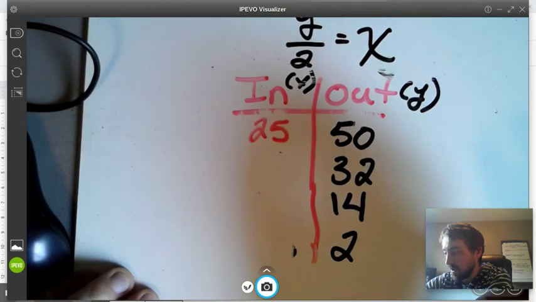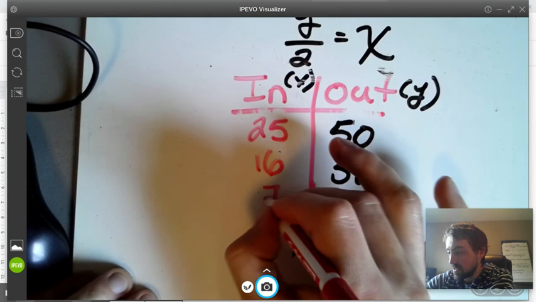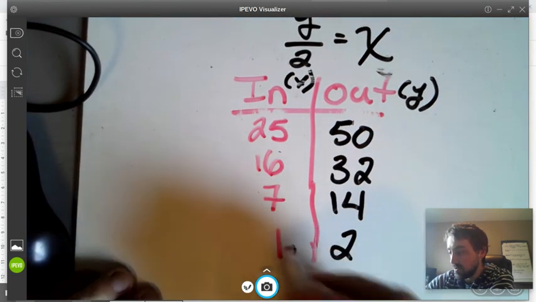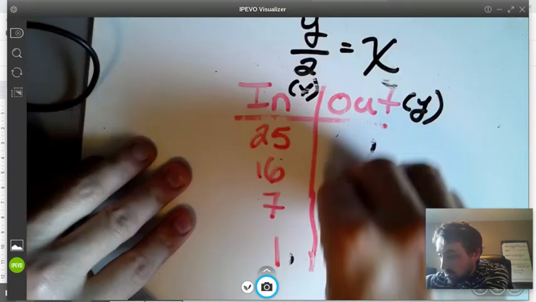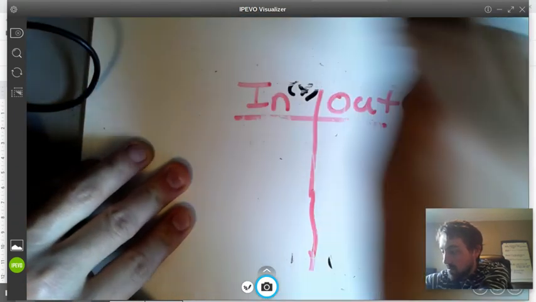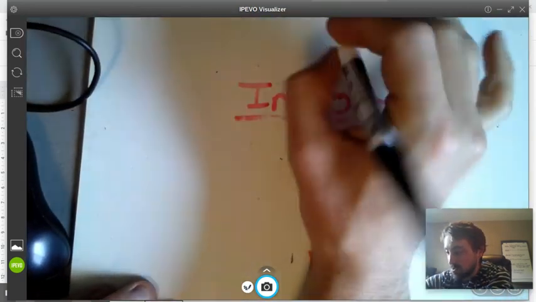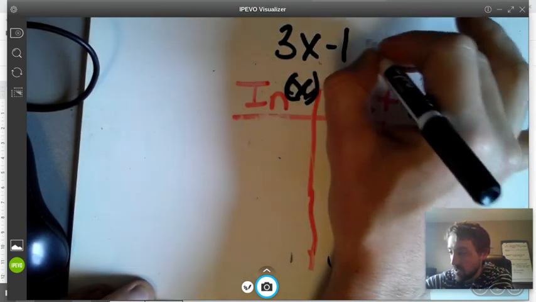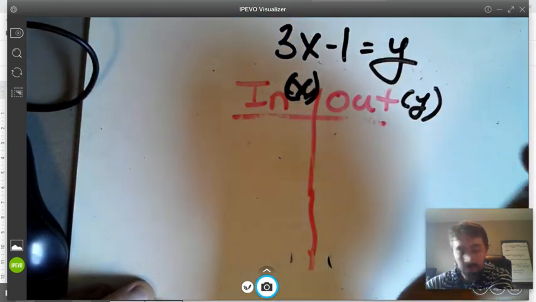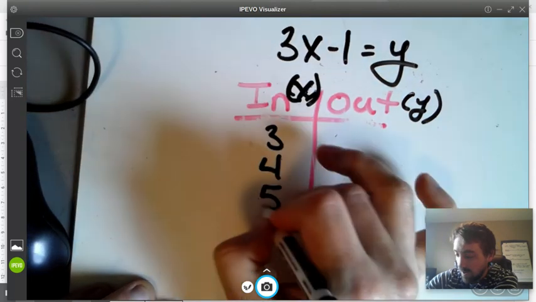32 divided by 2, 16. 14 divided by 2 is 7. And 2 divided by 2 is 1. Now, for a double step one. This is part of those two steps. So input is x, output is y. Our rule is 3x minus 1 is equal to y. And our inputs are 3, 4, 5, and 100.